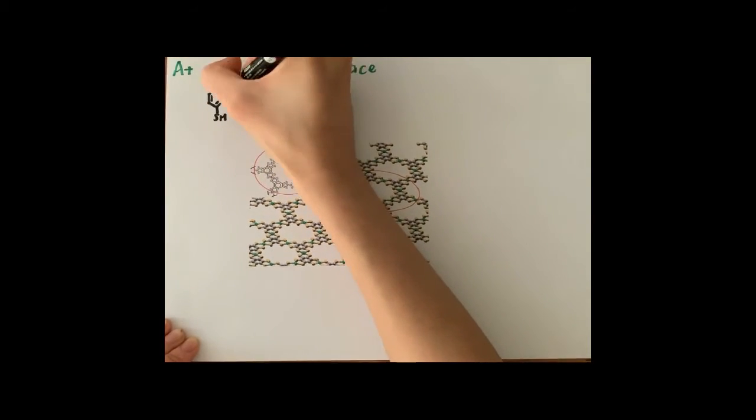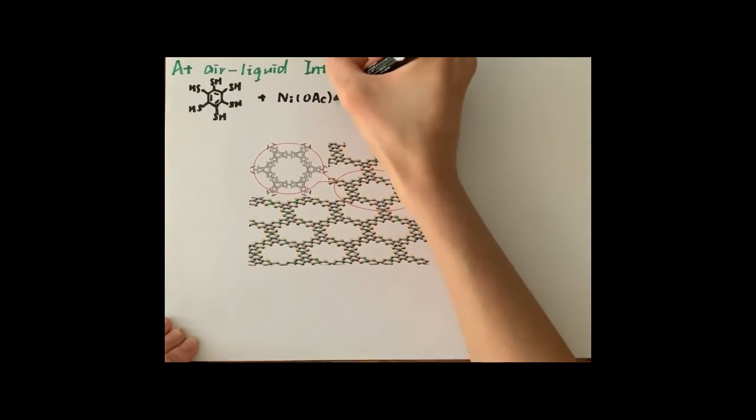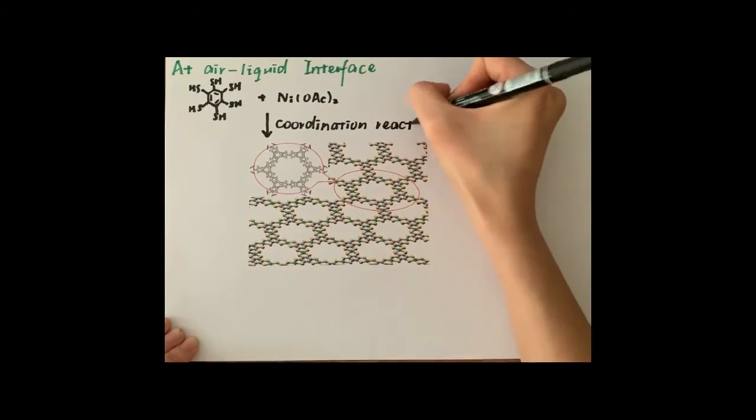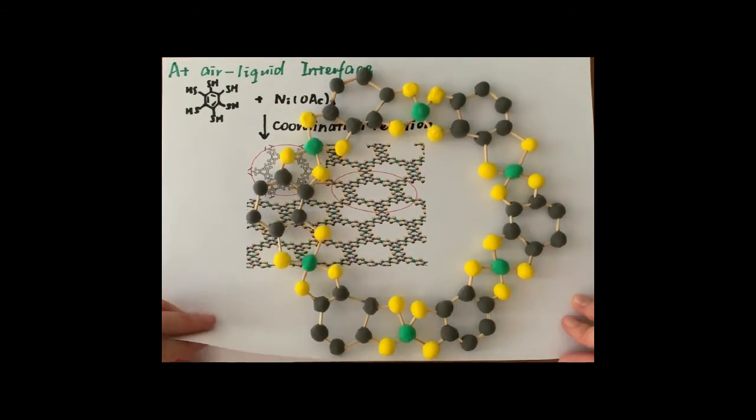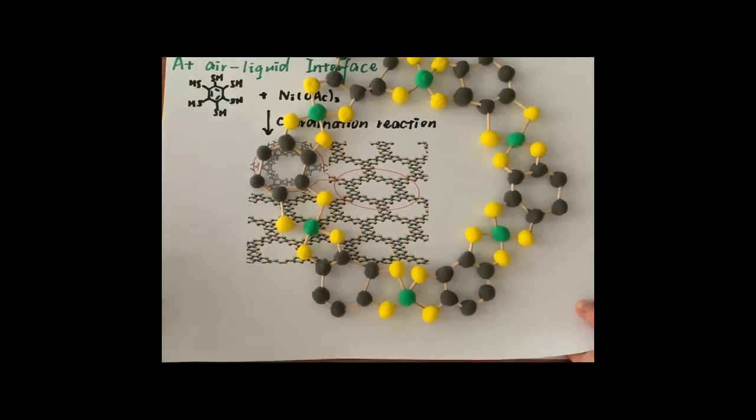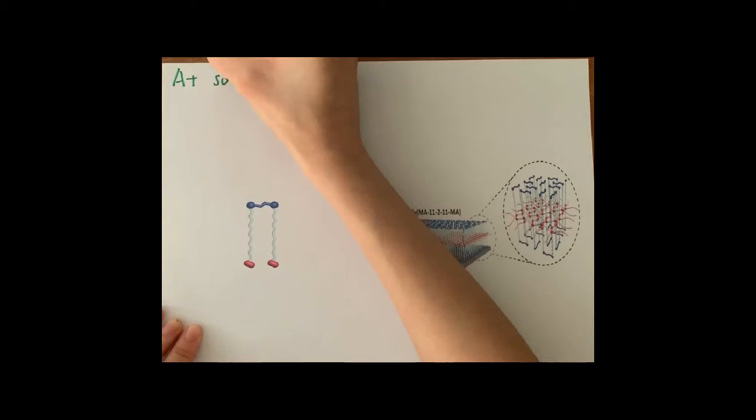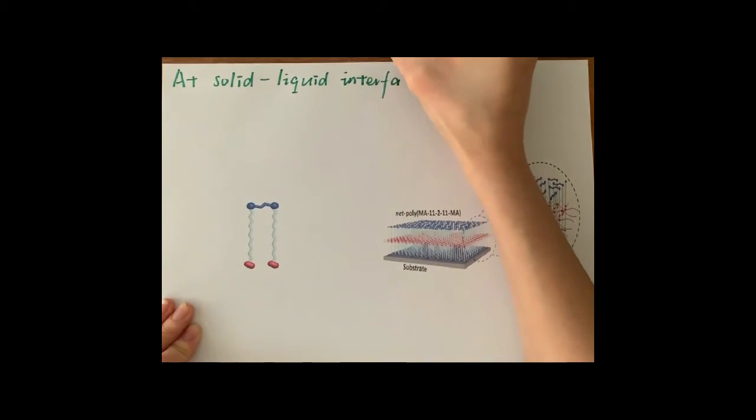An ethyl acetate solution of benzene hexathiol was spread onto the surface of an aqueous solution of nickel acetate and sodium bromide. Through coordination reaction between benzene hexathiol and nickel acetate, a monolayer 2D nanosheet was formed at the air-liquid interface. Interface-assisted synthesis of 2D polymers can also be achieved at the solid-liquid interface.